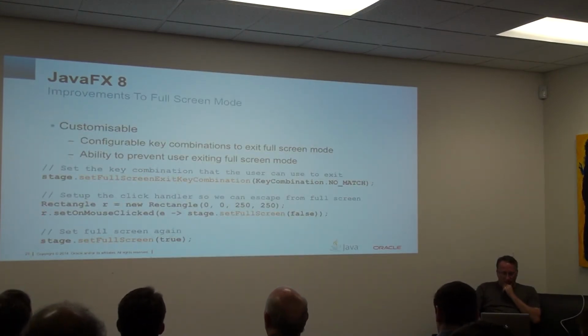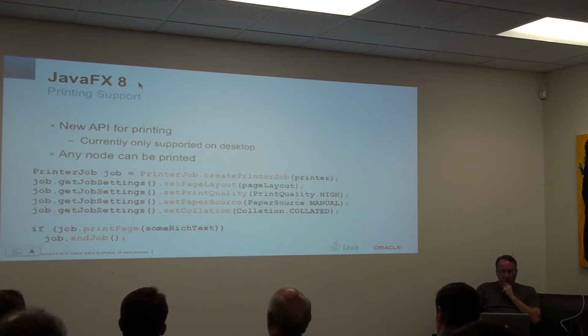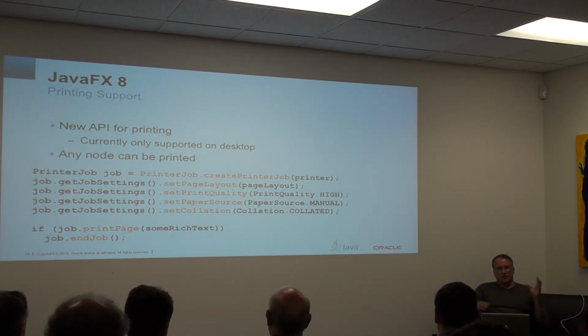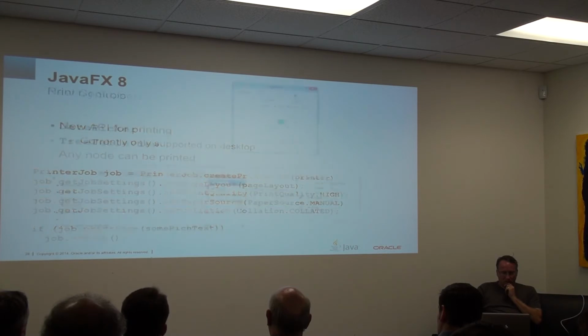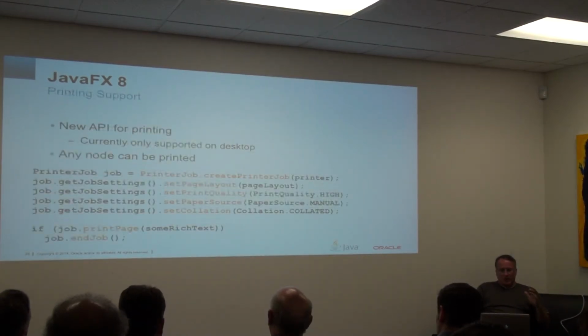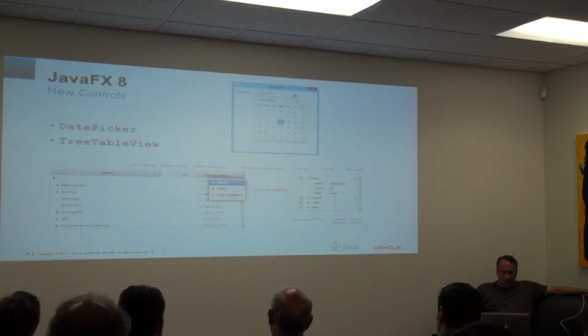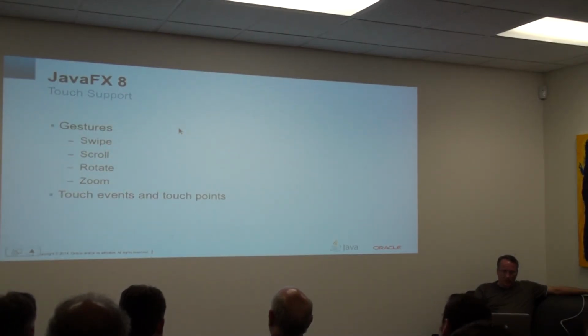Improvements to full screen mode. Printing support. So now you can print from JavaFX apps. Print either the entire screen or portions of a screen, which is really nice. Or I shouldn't say screen, of your app, right? Maybe the screen as well, but portions of your app, certain panels, for instance, or the entire thing. There's some new controls. There's a new date picker that supports the new date time API, a new tree table view control, touch support for embedded devices.